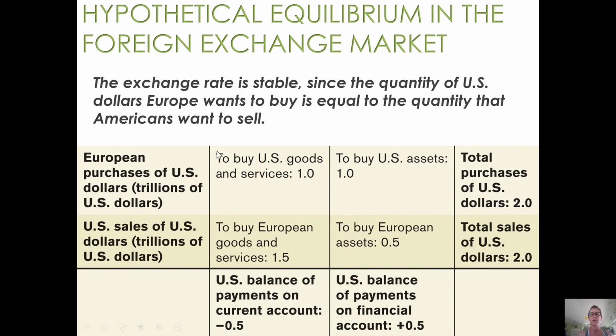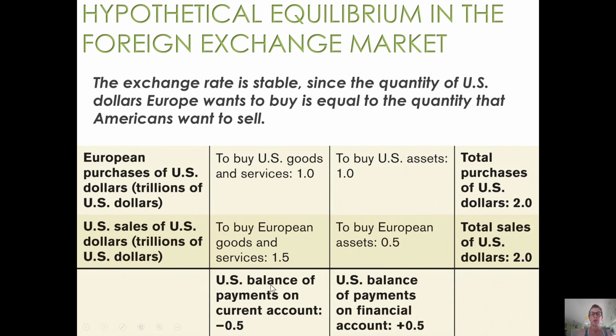So the U.S. also buys from Europe. We buy, let's say, $1.5 trillion of European goods and services, so we demand euros to buy that stuff, and to trade for euros, we have to supply dollars. So the sale or supply of dollars on the foreign exchange market will be 1.5 for goods and services, and then we also are investing in Europe, so let's say $500 billion for that. So we started out in balance here with U.S. sales of U.S. dollars on the foreign exchange market at 2.